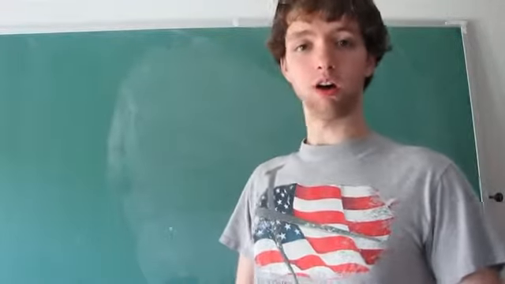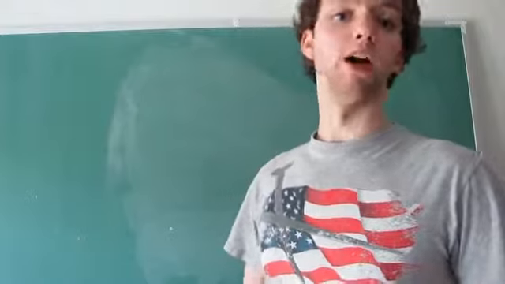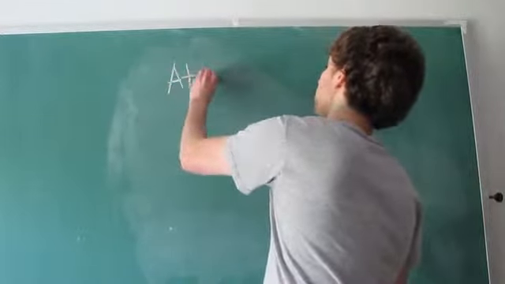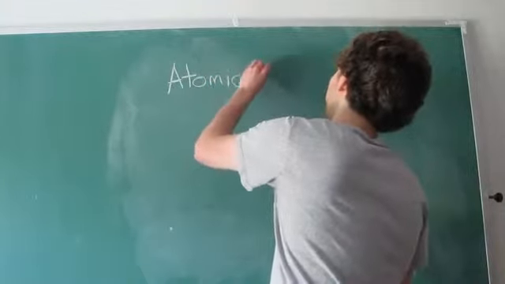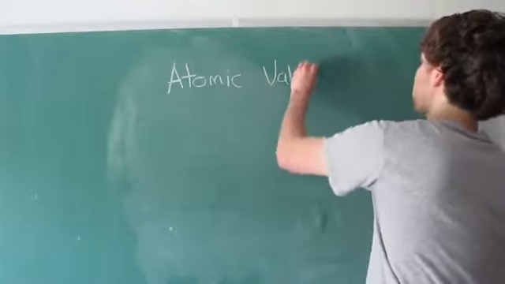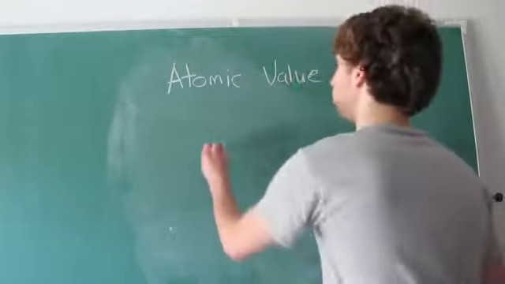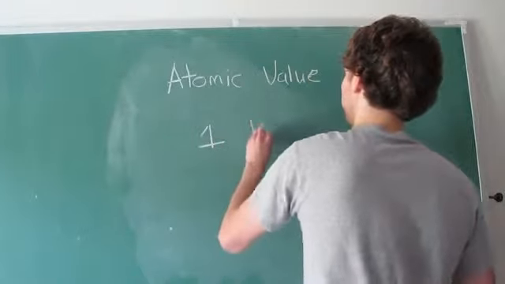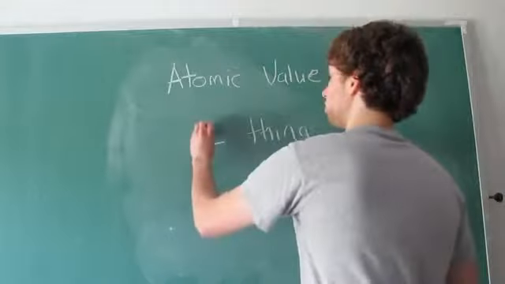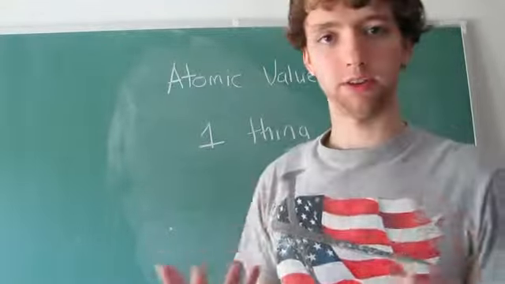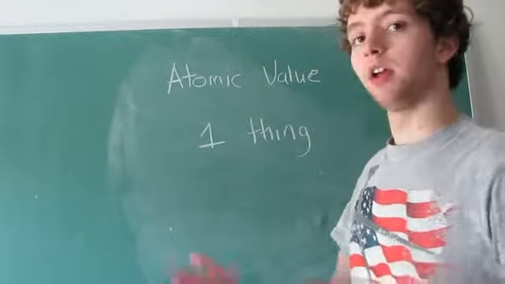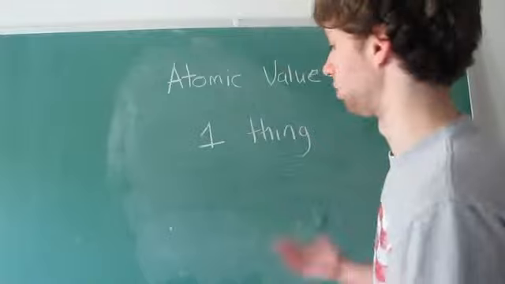This video will be talking about atomic values. So, atomic values basically just mean that the value stores one thing. Everything we store in a database should be one thing. When we have columns, they're about one thing. All of the values within that column are one thing.